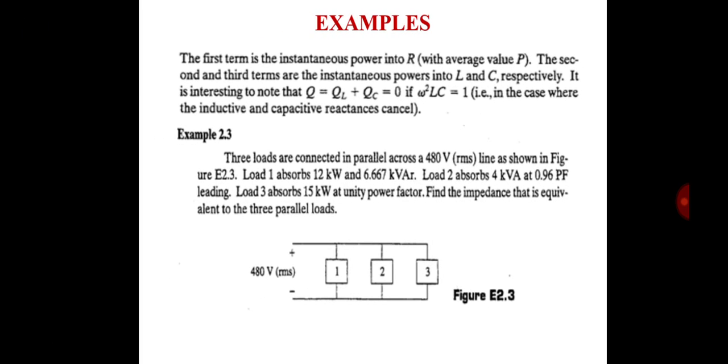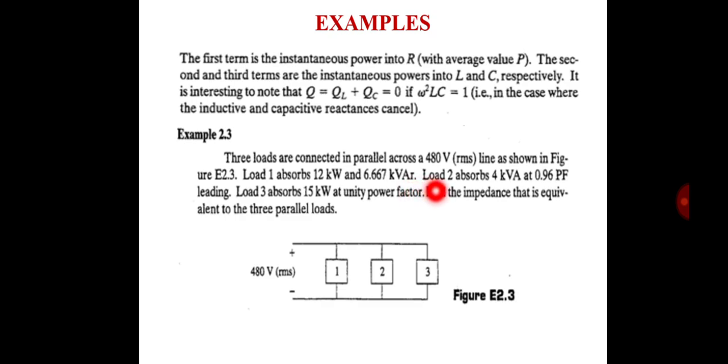Now example 2.3, the third example. Three loads are connected in parallel: 1, 2 and 3. We see the diagram. The supply across them is 480 volts RMS. Now load 1 absorbs 12 kilowatt and 6.667 kVAR. Kilowatt means active power and kVAR means reactive power. That means P plus jQ is equal to, for the first load in rectangular form, 12 plus j6.67.